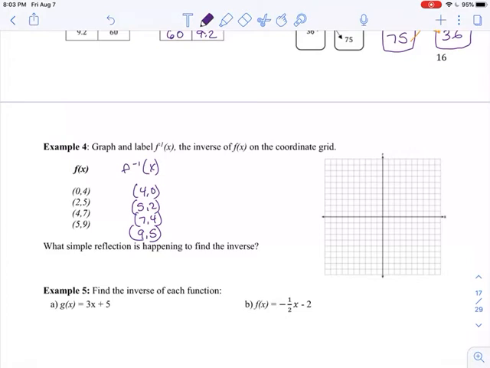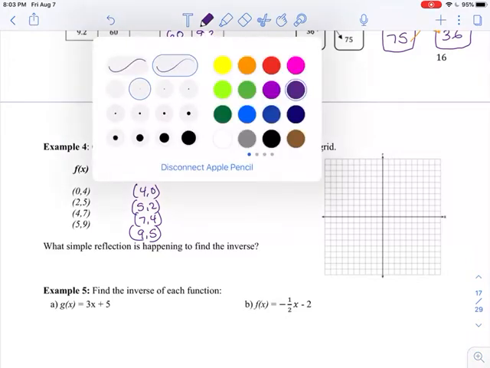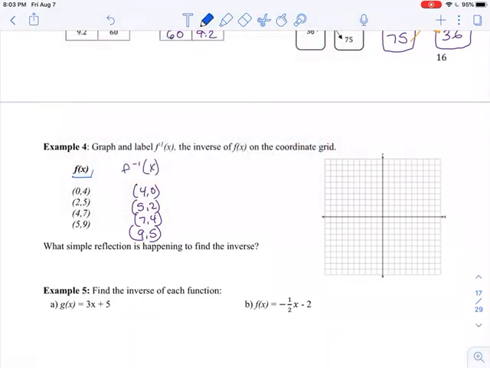All right, let's graph the original ones. I'll do the f of x in blue. So I got (0, 4), 1, 2, 3, 4 is right there. I got (2, 5), which is right there. I got (4, 7). Let's see, 1, 2, 3, 4, 1, 2, 3, 4, 5, 6, 7. And I got (5, 9). Okay, so that's my graph.